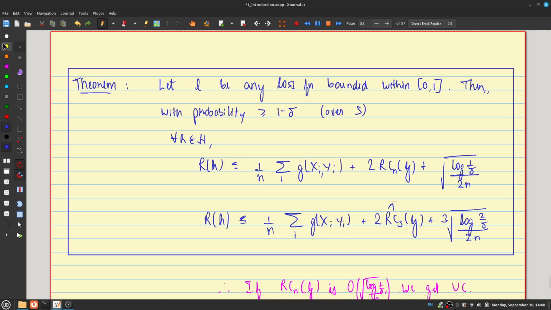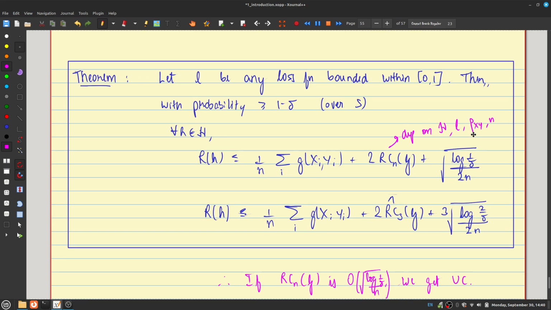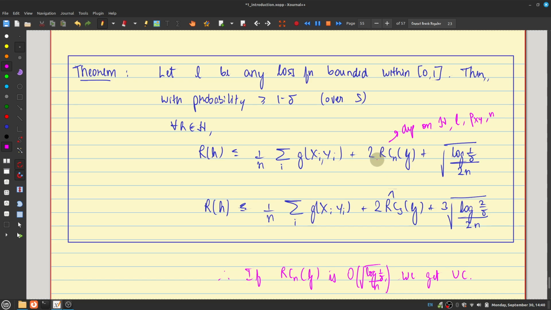Correct. So this depends, of course, on the hypothesis class H and the loss function L. It depends on the corresponding distribution P_xy, and it depends on the size of the training set, but nothing else. So if the Rademacher complexity decays with n for every distribution, then we'll have the uniform convergence property. Okay, so because this particular Rademacher complexity depends on the distribution P_xy, it's defined for a given P_xy.